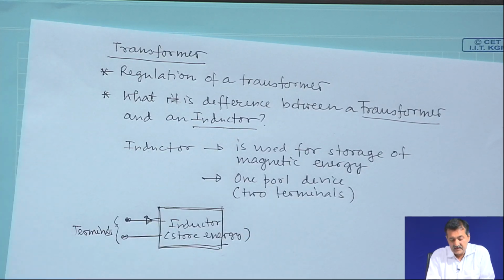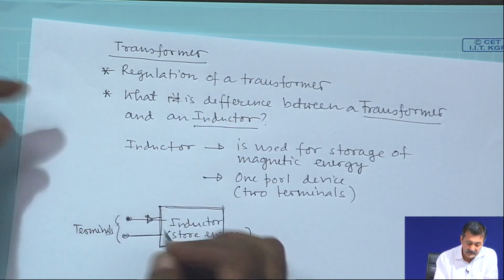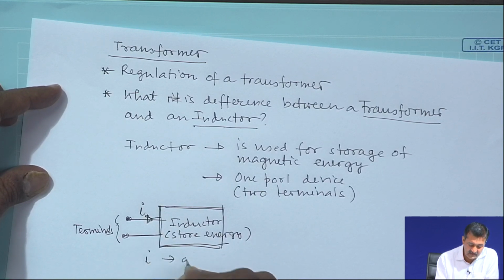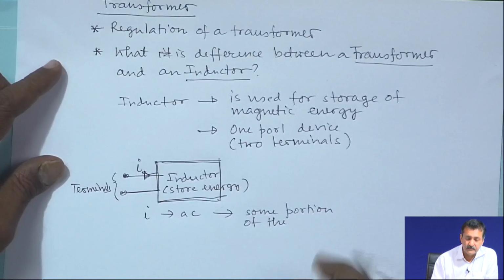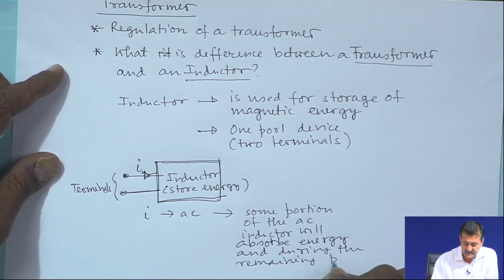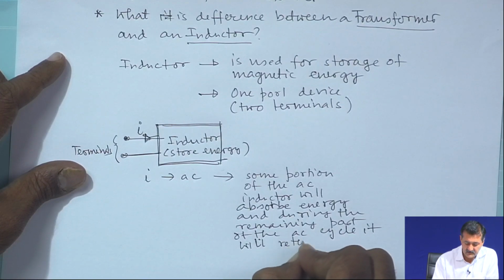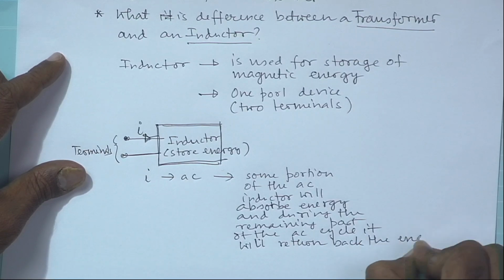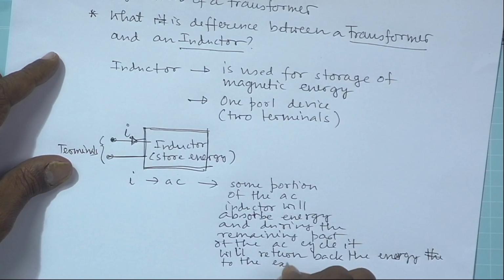So, energy storage here also implies that if the network current is an AC, then during some portion of the AC cycle, the inductor will actually take energy, and in the remaining part of the AC cycle it will return the energy back to the external circuit.